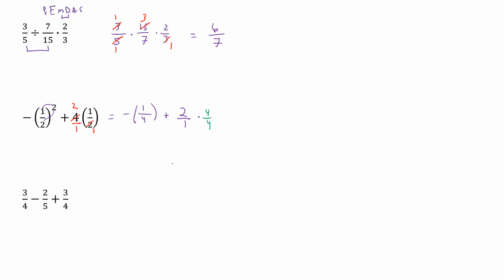And so now what we have is a negative 1/4 plus, now we have 2 times 4 is 8 over 1 times 4 is 4. Now with the common denominator, we can add the numerators. So 8 minus 1 over 4, or 7 over 4. Okay. Now we had fractions only to start with, so I'll leave this as a fraction here instead of converting it to a mixed number.